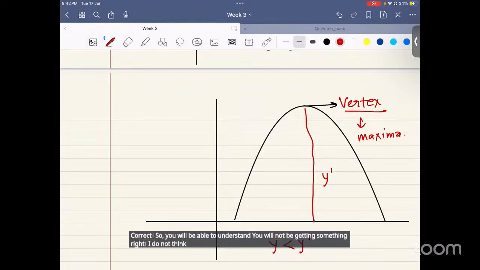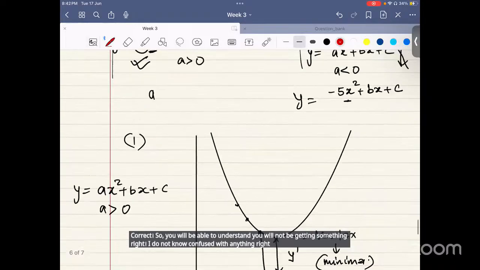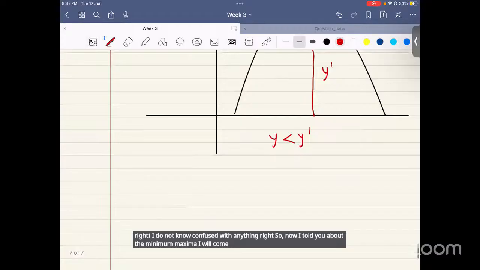I don't think you'll be confused with anything now. So now I told you about the minima and maxima. I'll come up with some question that will give you more clarity, but as of now, I'm just going through the concepts. I already told you the equation of the axis of symmetry.